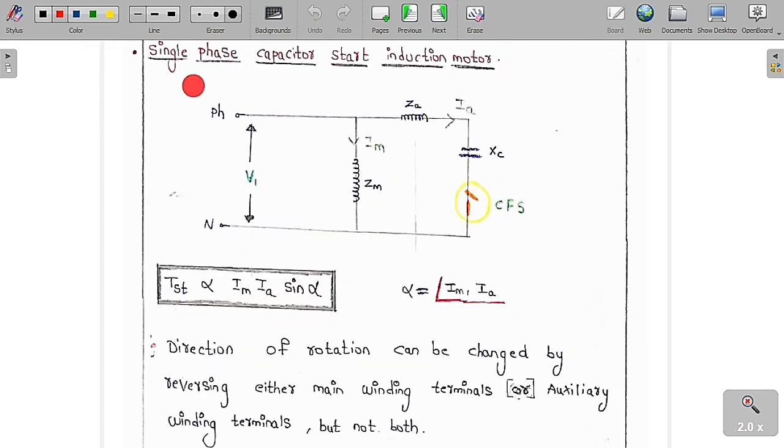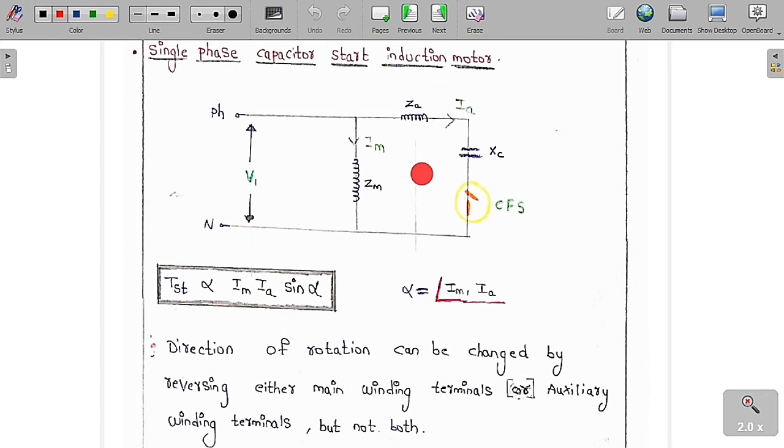Now we will understand one more important concept, called the single phase capacitor start induction motor. This is the main winding and this is the auxiliary winding. In the auxiliary winding we keep a capacitor for starting purposes only. After the induction motor has started, we don't need this capacitor, so we use a centrifugal switch to remove the capacitor once the rotor has been given the initial starting torque.